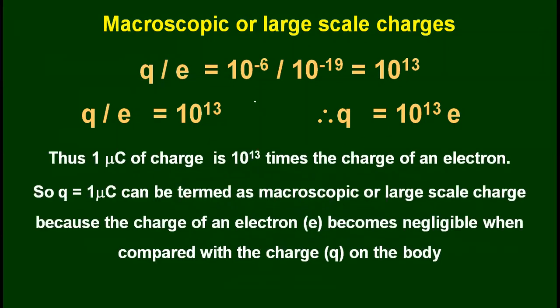So if you look at 1 microcoulomb of charge, it is found to be 10 to the power 13 times larger than charge of an electron. Or in other words, the electron charge becomes negligible when compared with charge Q on the body. So thus, I can say 1 microcoulomb charge is a macroscopic or large-scale charge because when I compare 1 microcoulomb of charge with charge of an electron, the electron charge becomes negligible. So I hope you would have understood what are macroscopic or large-scale charges. Right. Now we'll go into the next slide.